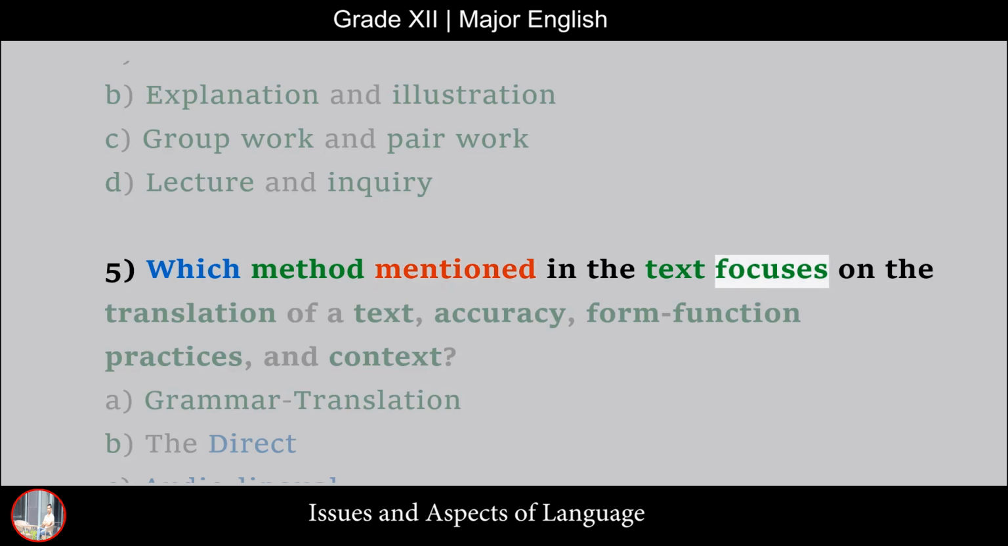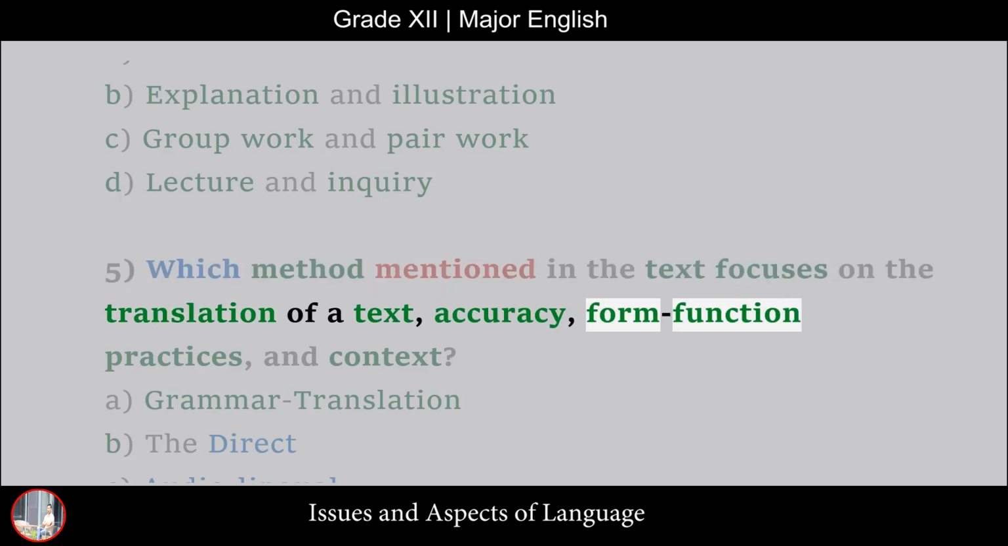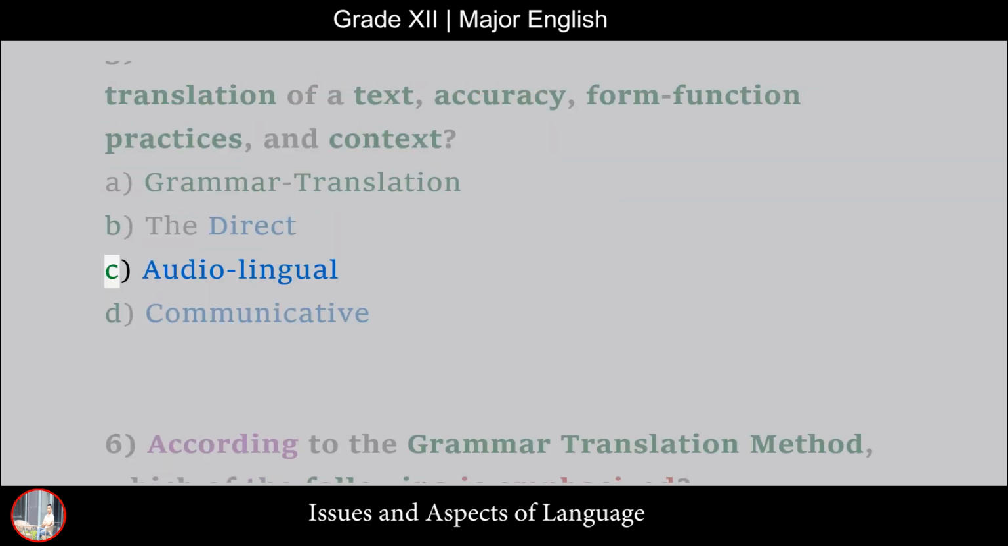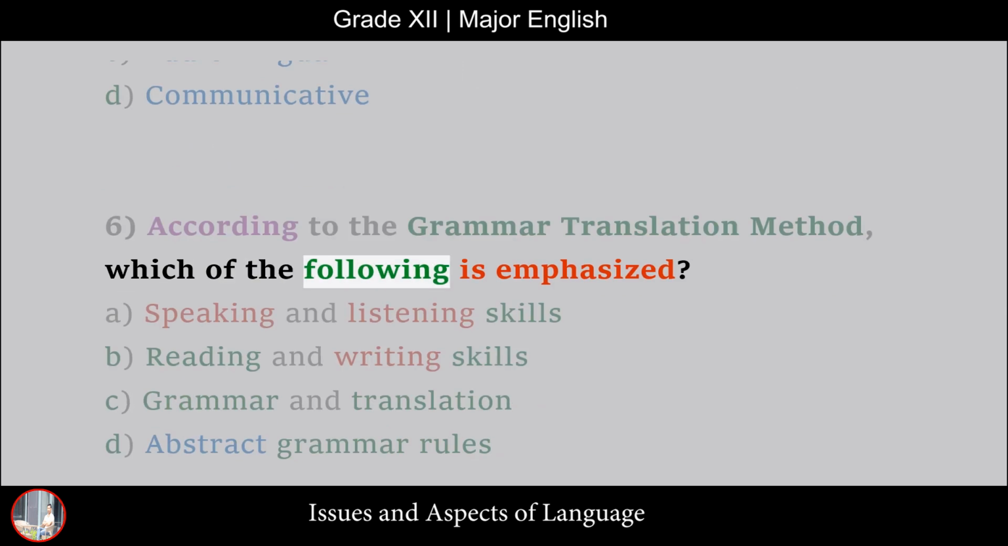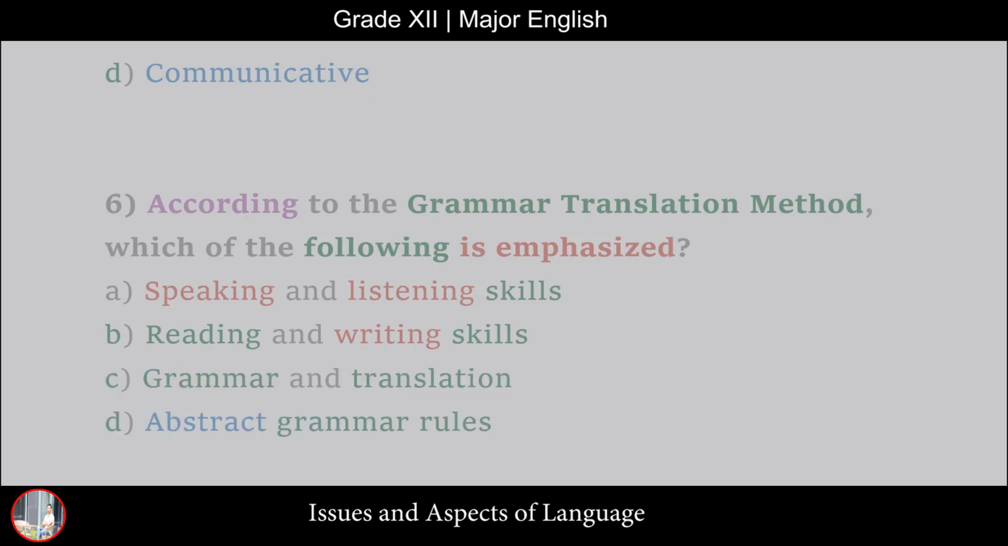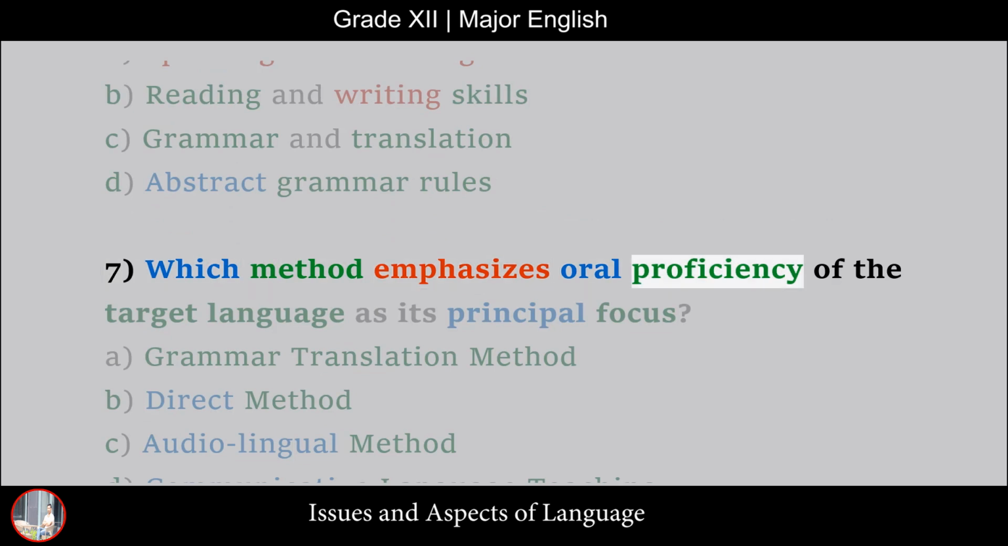5. Which method mentioned in the text focuses on the translation of a text, accuracy, form-function practices, and context? A. Grammar translation. B. The direct. C. Audiolingual. D. Communicative. 6. According to the grammar translation method, which of the following is emphasized? A. Speaking and listening skills. B. Reading and writing skills. C. Grammar and translation. D. Abstract grammar rules.